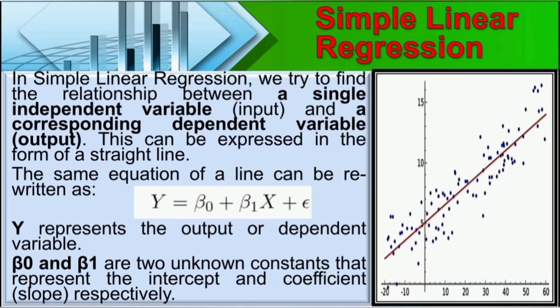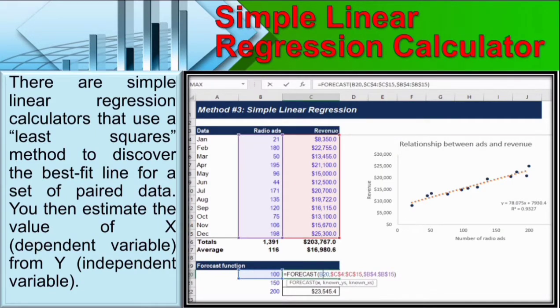The same equation of a line can be rewritten as y is equal to beta 0 plus beta 1 x plus e. Here the y represents the output or dependent variable. Beta 0 and beta 1 are two unknown constants that represent the intercept and coefficient or slope respectively. Single variable linear regression calculator.